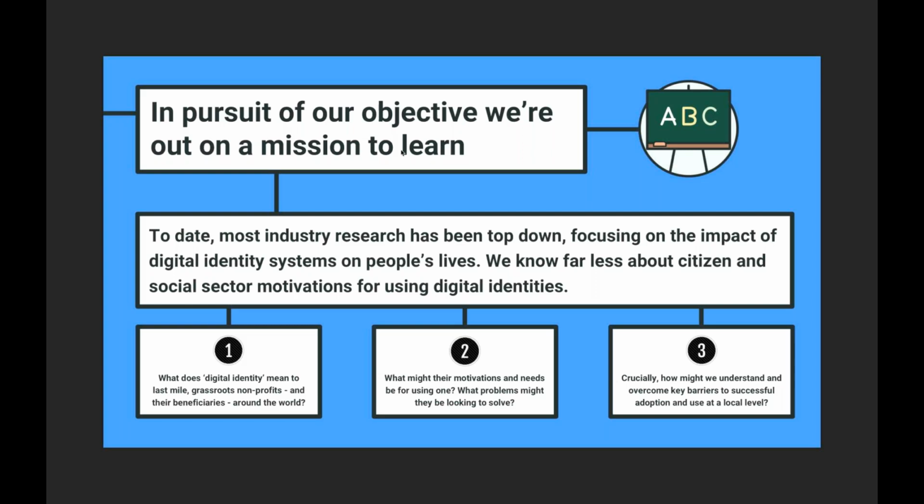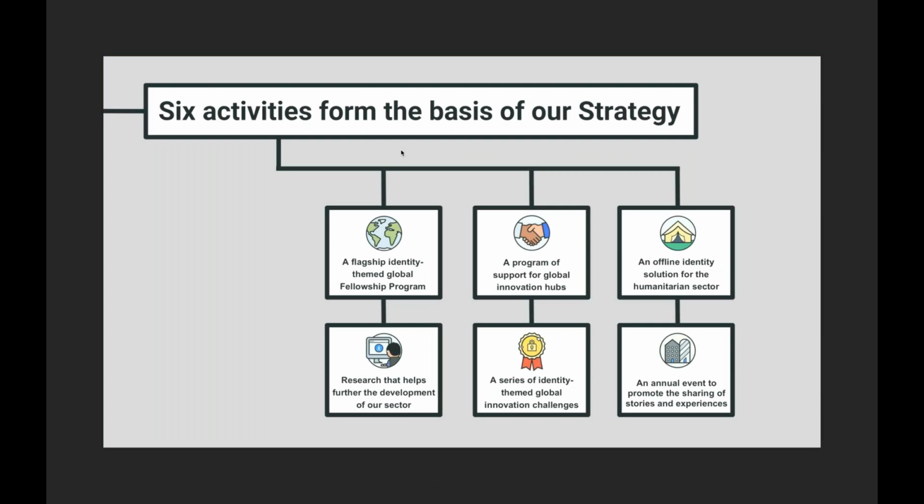What are their concerns? What are the use cases? What should we be aware of? What would nonprofits working with rural communities or last mile communities want to do with one? And can we help build the right tools that provide this digital identity service in the right way? So we have six activities as part of this strategy, and I'll actually whiz you through them now.